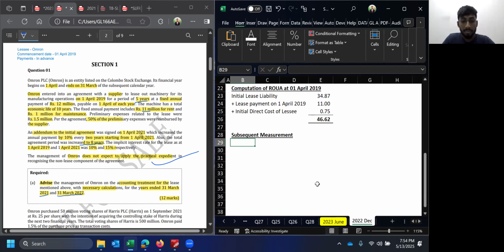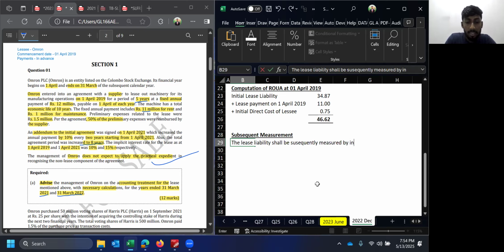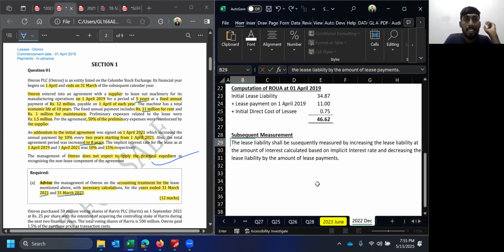Then we can guide them. How? The lease liability shall be subsequently measured by increasing the lease liability at the amount of interest calculated based on the implicit interest rate, and decreasing the lease liability by the amount of lease payments. That's how the standards say.